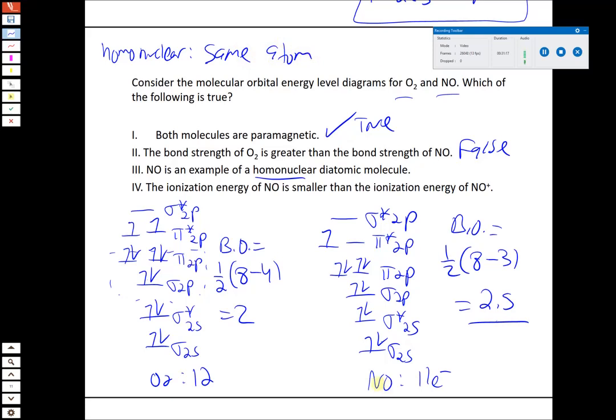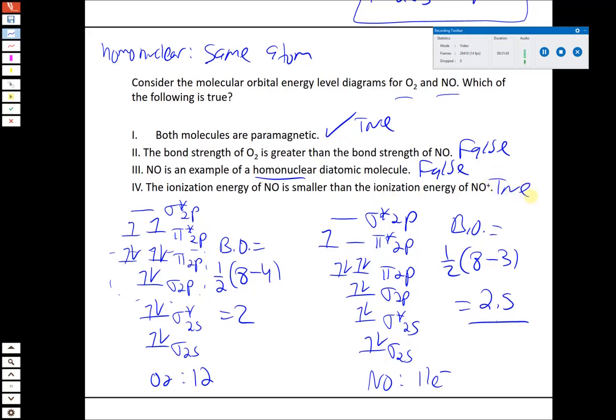NO has 2 different atoms, N and O, so this one's also false. So that one we didn't even have to know anything about MO theory. And then finally, the ionization energy of NO is smaller than the ionization energy of NO+. This one we didn't really talk about in class, but it's the same concept as atoms. So if you have NO and you remove an electron from it, remember, each time we remove additional electrons, we expect the ionization energy to be larger, so this one would also be true.